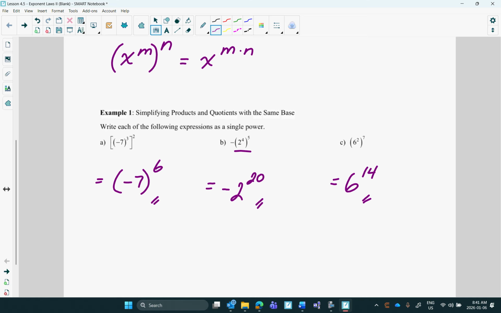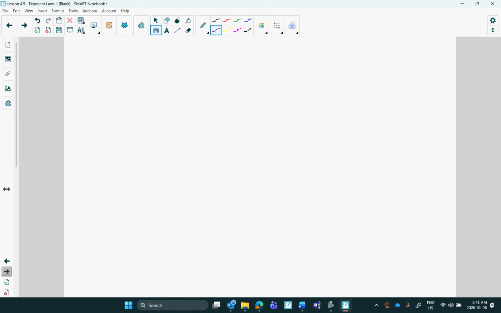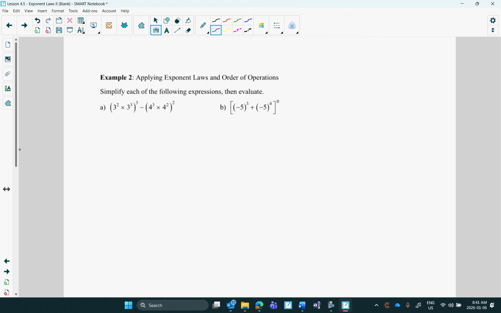So now we know the 3 exponent laws. When you multiply powers, add the exponents. When you divide powers, subtract the exponents. When you raise one power to another, multiply the exponents. So keeping those in mind, notice the instructions on these last 2 examples. You're asked to simplify them, so you want to use exponent laws as much as you can, and then evaluate at the end.